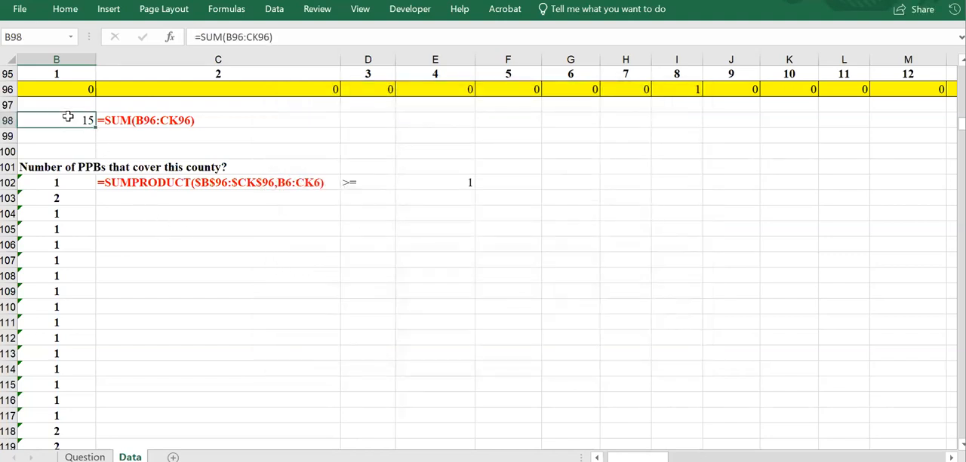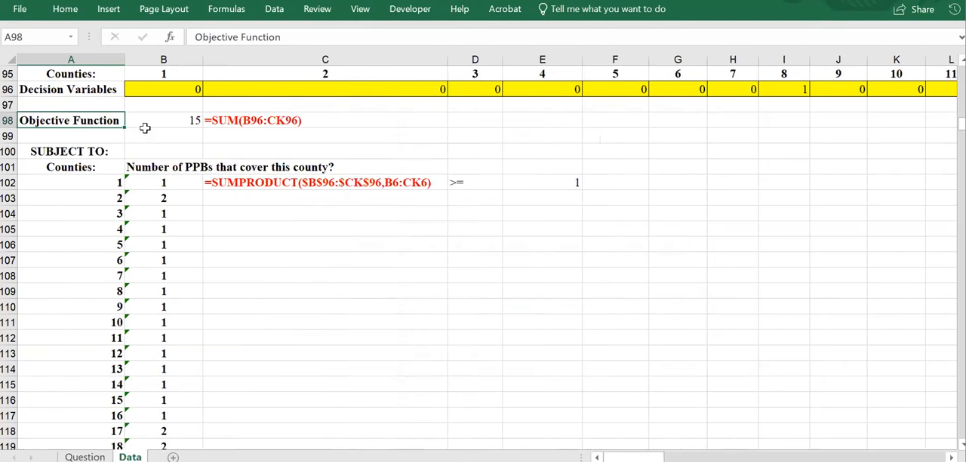So the best solution, the minimum number of PPBs that makes the bank, CHP bank, eligible to operate in the whole region, in every single county, is 15. So you have to have at least 15 PPBs in the state of Ohio in order to be able to operate in the whole state, in every single county in the state. All right.